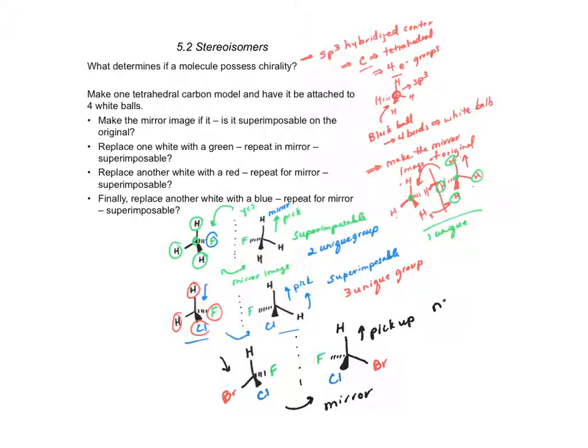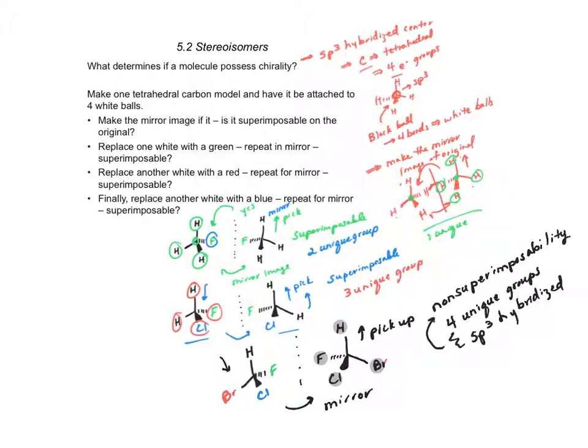So this is when we enter this realm of non-superimposable. Now, what do we have around our tetrahedral carbon? We've got one unique group. We've got a hydrogen, that's one unique group. We've got a fluorine as another, chlorine is another, and bromine is a fourth. So four unique groups around our sp3 hybridized center. That's when we enter into this realm of the mirror image of the molecule being non-superimposable.